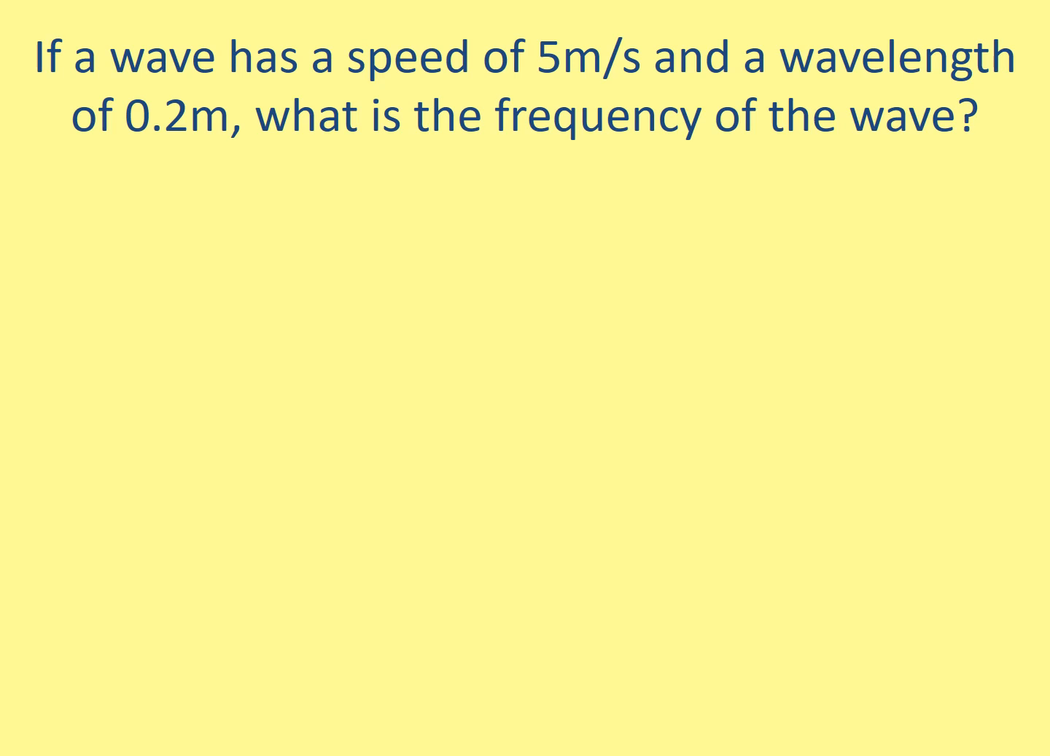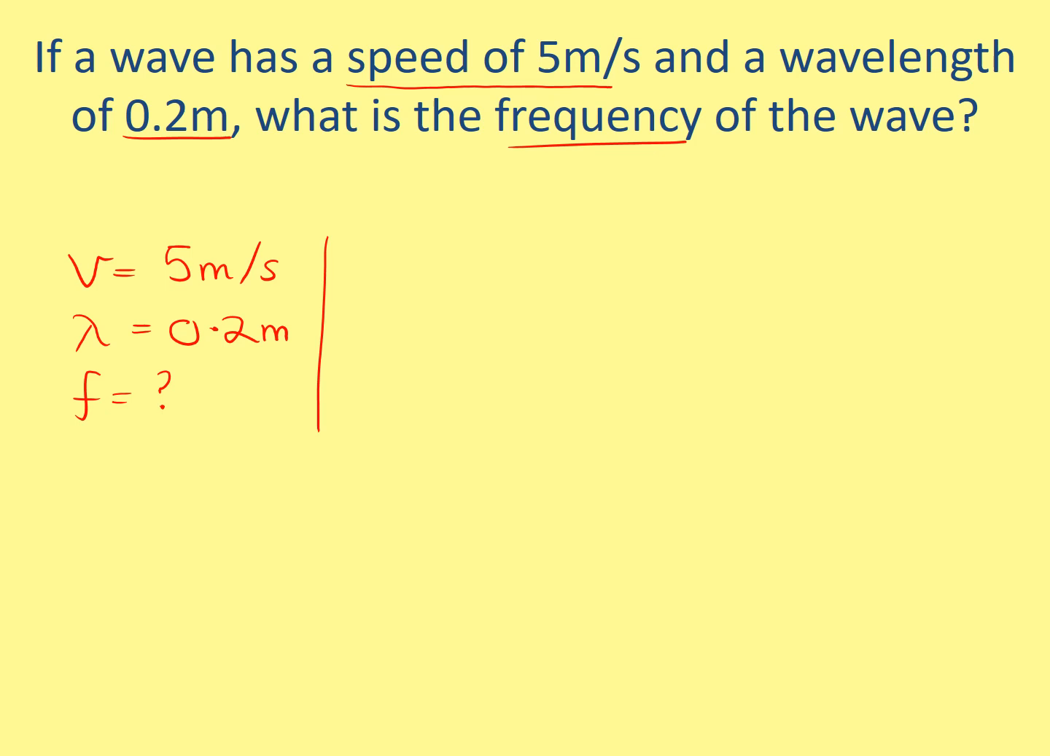Let's have a look at this one. If a wave has a speed of 5 meters per second and a wavelength of 0.2 meters, what's the frequency? So this time we've been told that the speed is 5 meters every second. So V is 5 meters every second. The wavelength is 0.2 meters. What's the frequency?